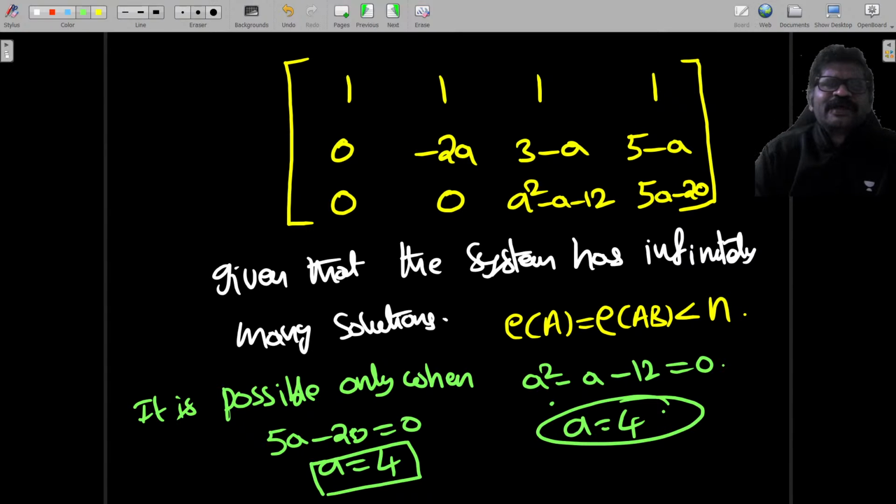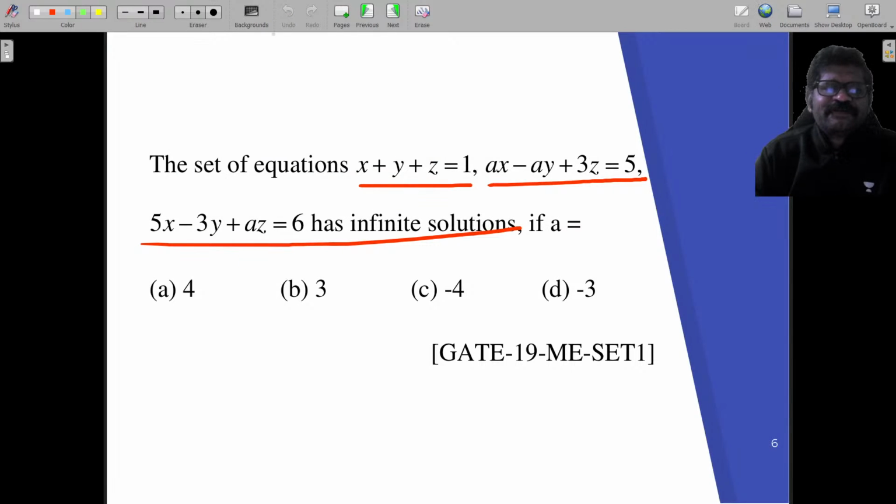So, which option is correct? First option is found correct. A equal to 4.